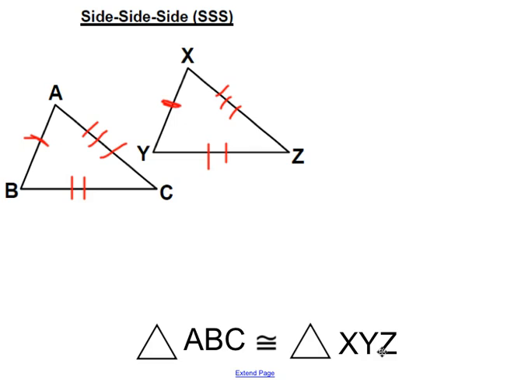Does that make sense? So if you have a tick mark here and a tick mark here, they're congruent. If you have 2 tick marks here, 2 tick marks here, they're congruent. 3 tick marks, 3 tick marks, you have a congruent triangle. So I know this one is the exact same as this one. Okay? That's the first theorem.